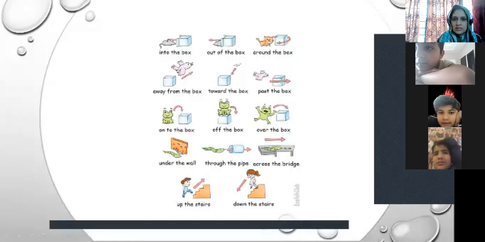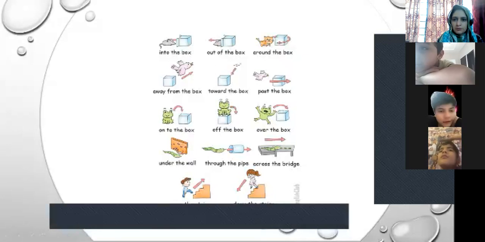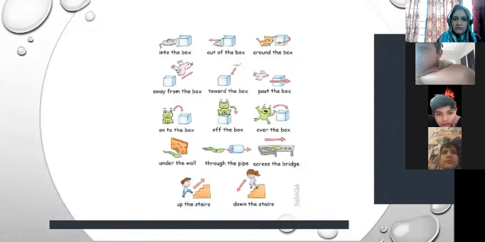Now over here, you see the arrow shows the mouse is coming out of the box. So the preposition of movement out of is used here. Over here, the arrow is showing around. You see the cat is moving or running around the box. As you see, the bird is flying away from the box because this arrow is showing the bird is going away from. So away from is the preposition of movement which is used here.